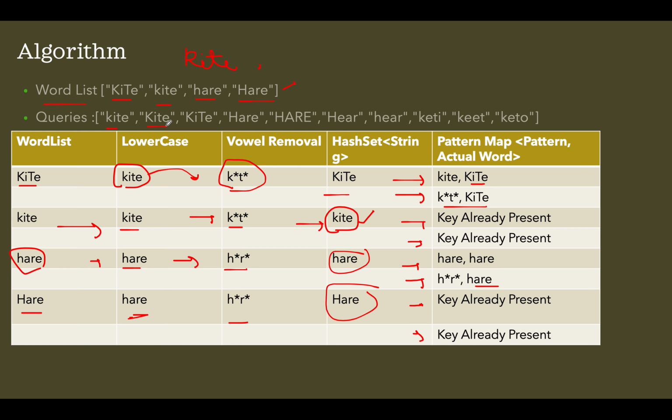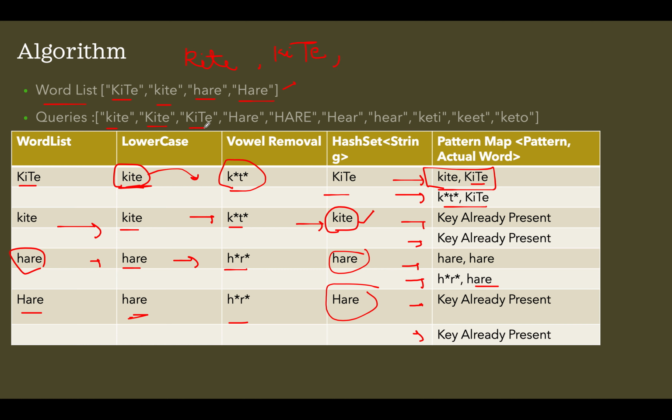So we get capital K, I, T and E, and let's check it in the hash set. It's not there in the hash set. What we are going to do, we'll generate a lowercase string of this. So the lowercase string of this would be kite, as written here, and we will check it in the hash map, the pattern map. In the pattern map it exists, with the corresponding value capital K, I, small I, capital T and E.